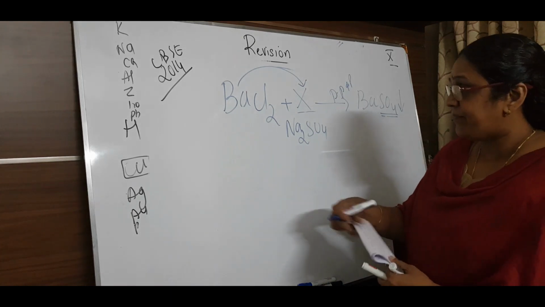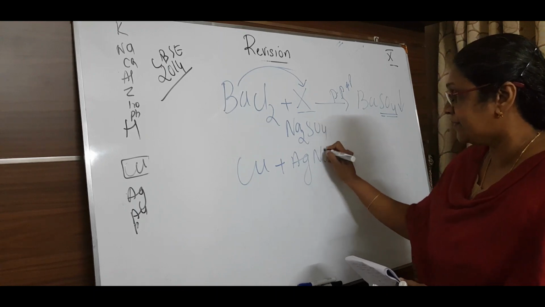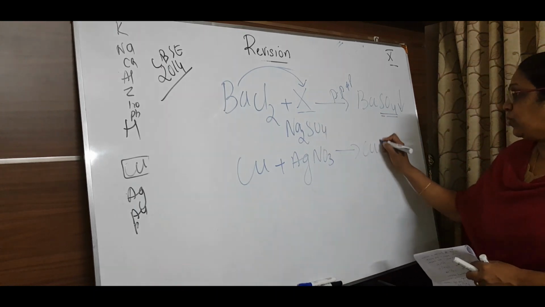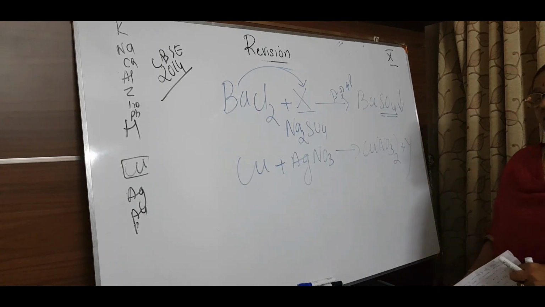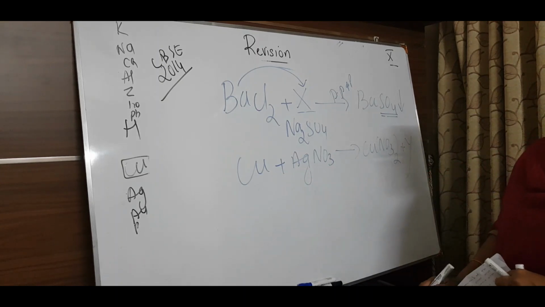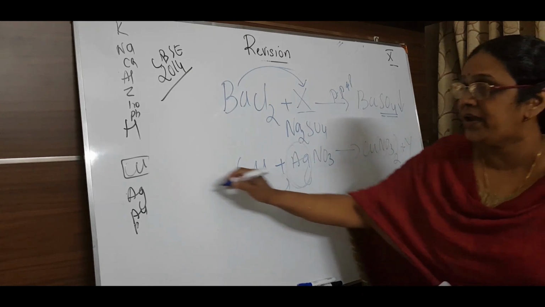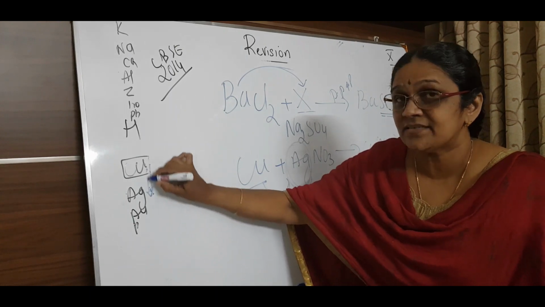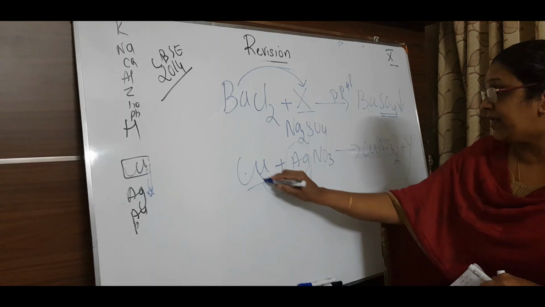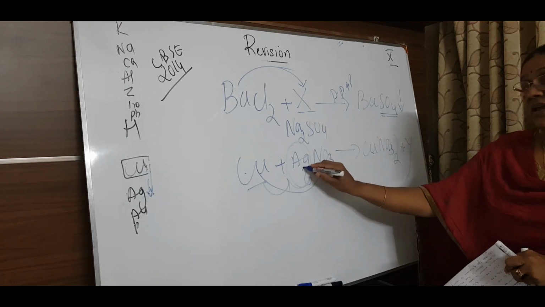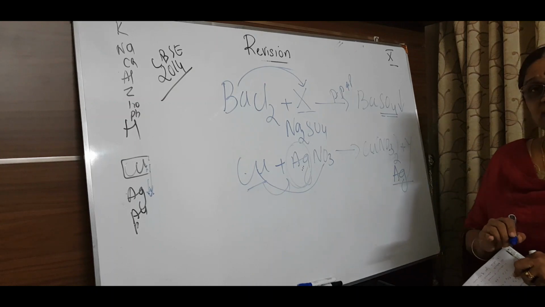Now the second is Cu plus AgNO3 gives Cu(NO3)2 plus Y. This is a displacement reaction. Ag is displaced by copper. Why? Because Ag is below copper, so copper can displace Ag. Now what will be copper nitrate plus what is Y? Y is Ag, isn't it? This is simple. Y is Ag.